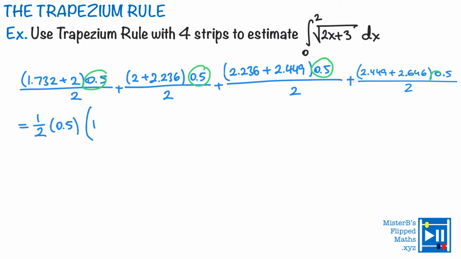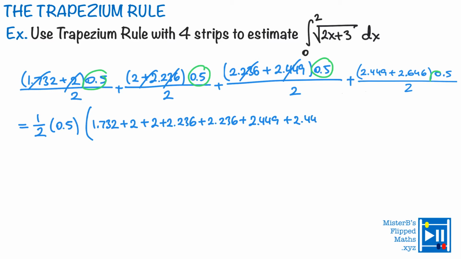And let me write it now, it is all addition. So I can go 1.732 plus 2 plus 2 plus 2.236, so I've written these so far. And plus 2.236 plus 2.449 plus 2.449 plus 2.646, and that's it.